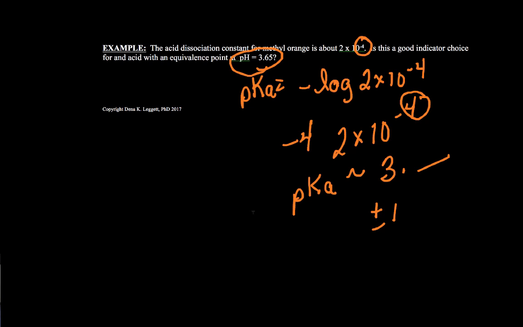Another thing you can do is there are charts of indicators that are really handy. A quick Google image search and you're going to find charts that show the colors of your indicators and over what pH range they will change. So it depends on the context of the question or if you're in a laboratory situation, what you're going to want to use.